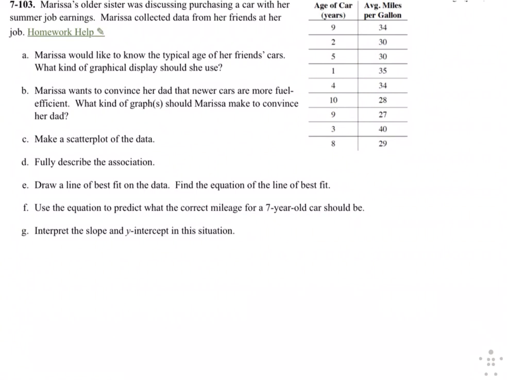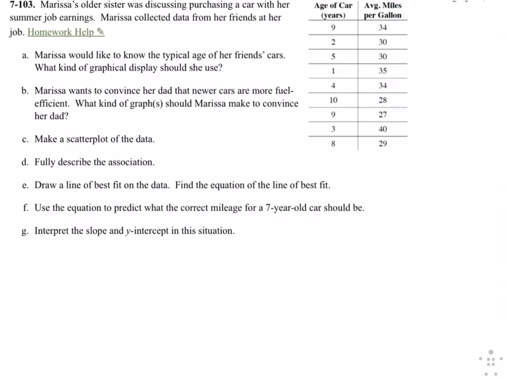Okay, for 7103, they're giving us a table of data, and before you start to answer questions, you really need to understand what the data is. So it says Marissa's older sister was discussing purchasing a car. Marissa collected data from her friends at her job.